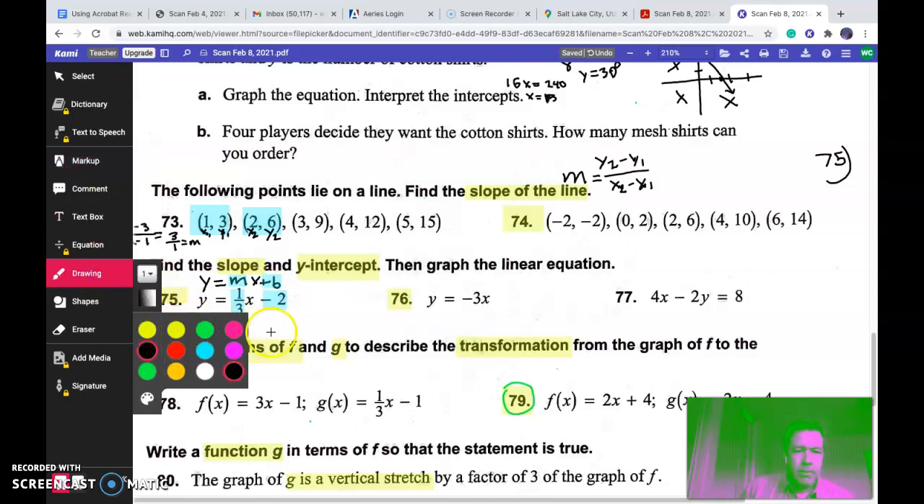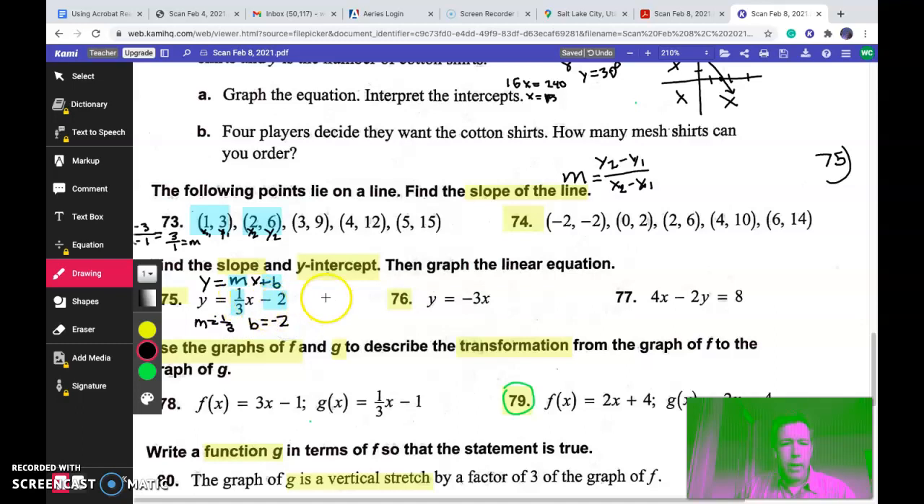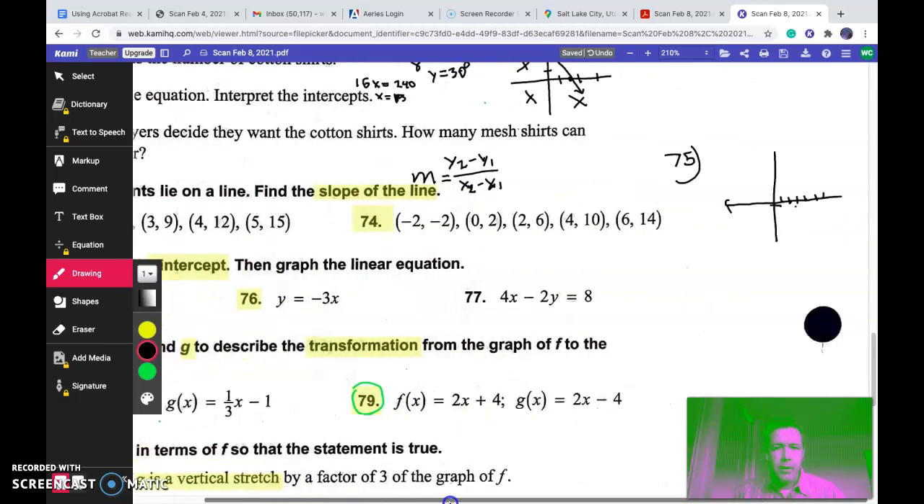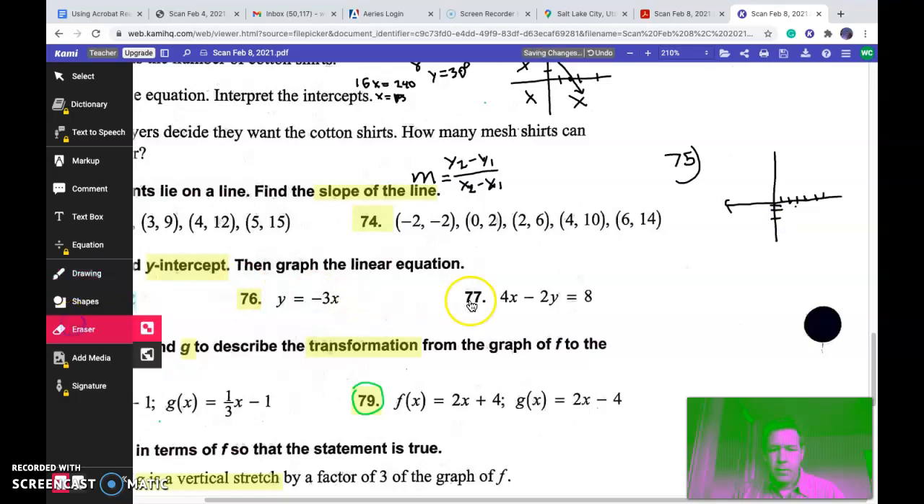So to answer this problem, our m is equal to 1/3, and our b is equal to negative 2. Now we have to then graph the linear equation. So on the side margin here, I open up a space to graph problem 75. Remember, our b value is negative 2. So if this is 0, our b value is down 1 and down 2. Let me get rid of that other line there. It doesn't look like it really fits what we're talking about here.